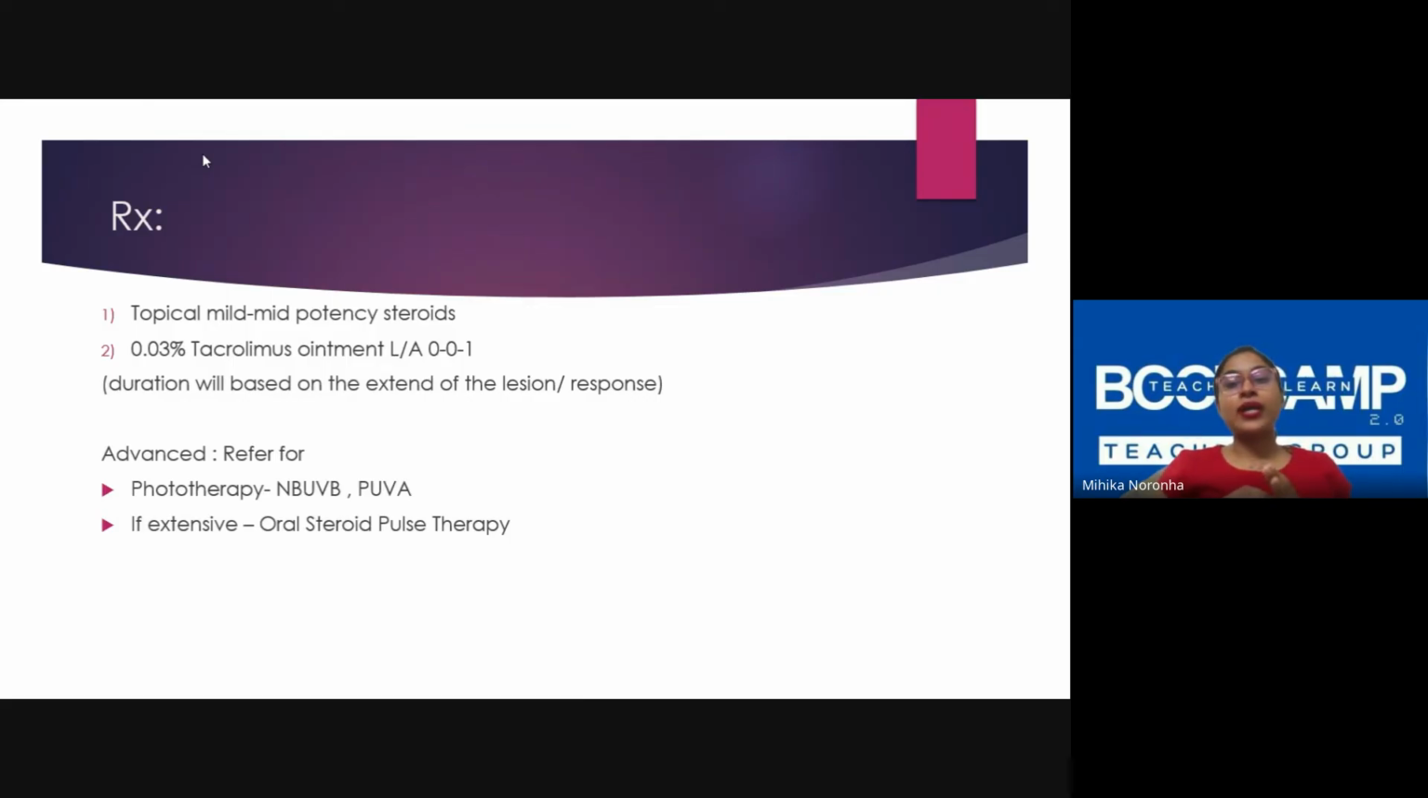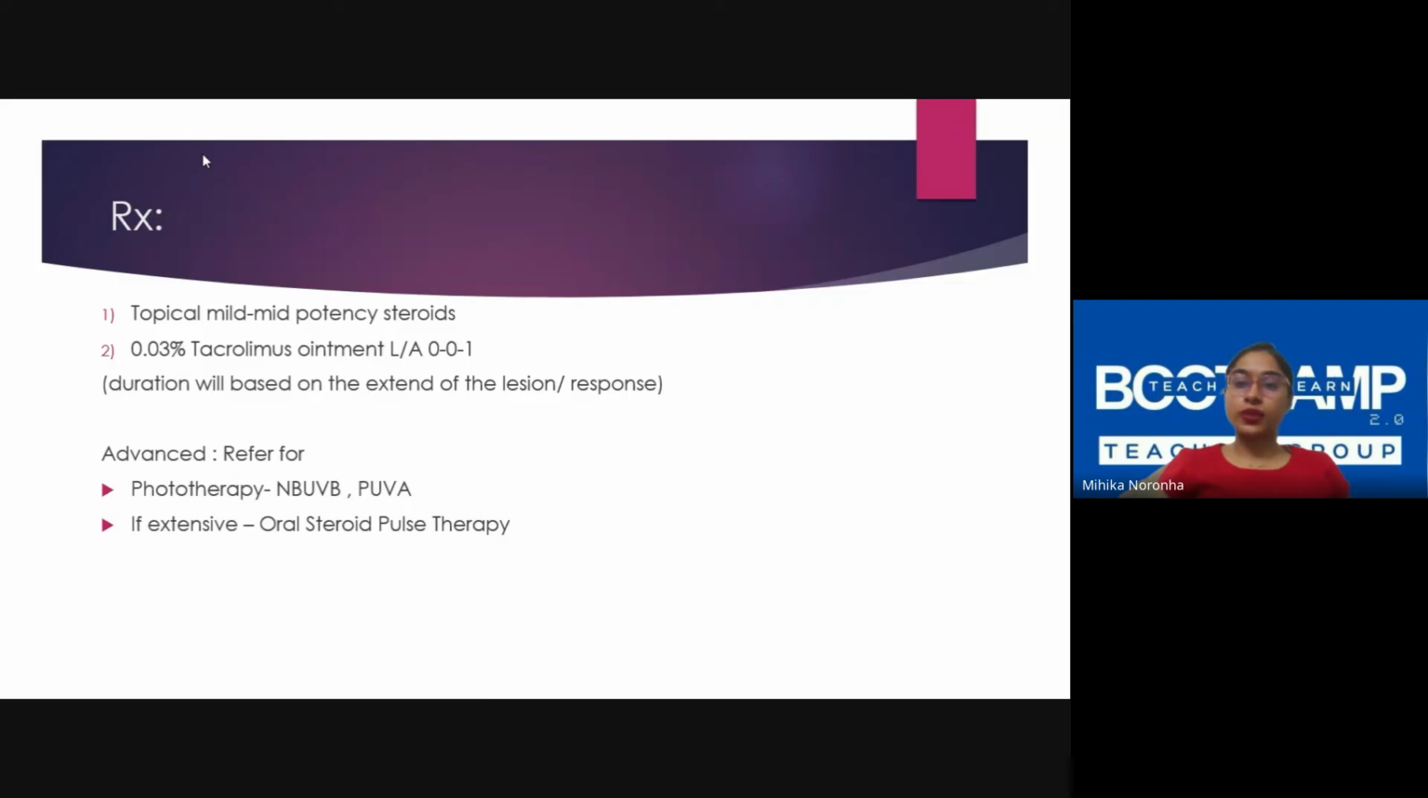So if you plan to start any of these things, please tell your patients that there are better treatment options available. Because oral steroid pulse therapy is not really ideal. It's been used, but it's not ideal. So if your patients are willing to go to a higher center, do offer them the option of going to a higher center for these treatments.